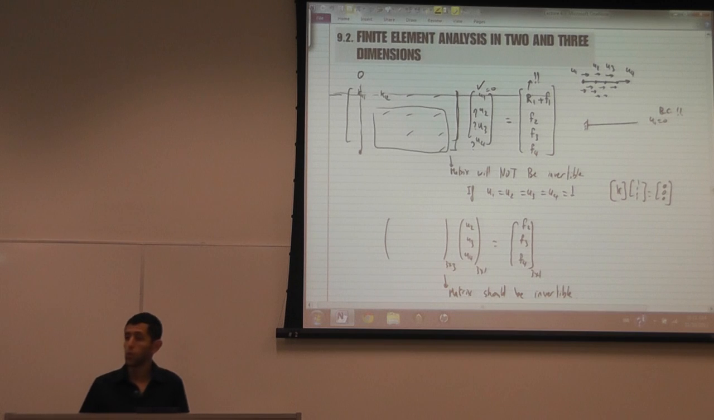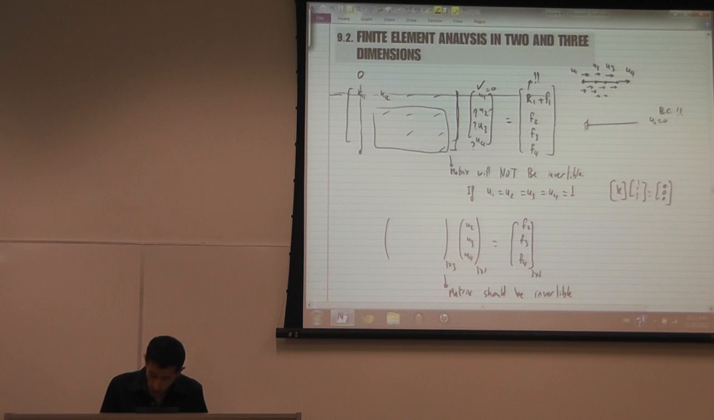After you find your U2, U3, and U4, then you put it back in the original equation, and then you can find your reaction. After you find U2, U3, U4, you know U1 is 0, you have your original matrix, you multiply it by your displacement, you should get those forces back, and you should get your reaction.